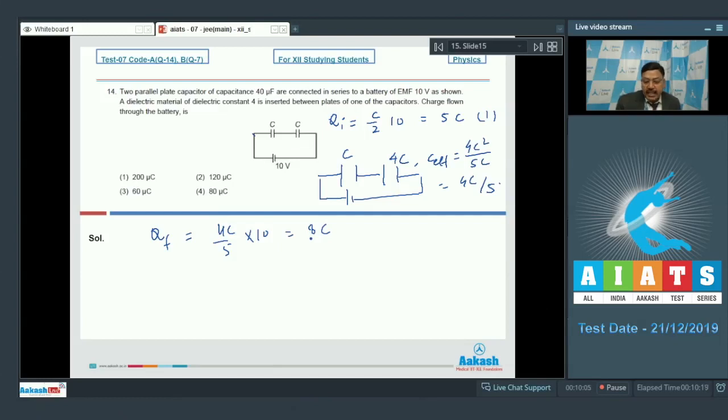And so, the additional charge that flows through the battery will be 8C minus 5C. We can call it delta Q, the additional charge. Putting the value of C, this is 3 into 40 microfarad. So this charge will be 120 microcoulomb. And this is clearly matching with option 2. Pretty simple, isn't it? Let's go to the next question now.